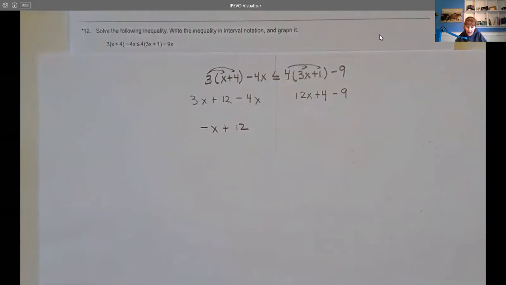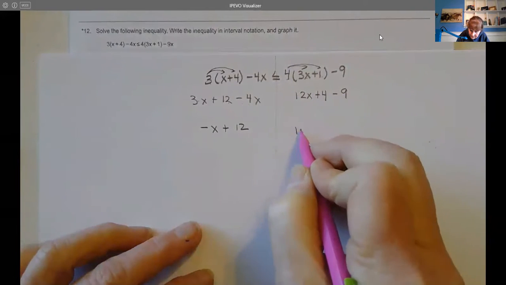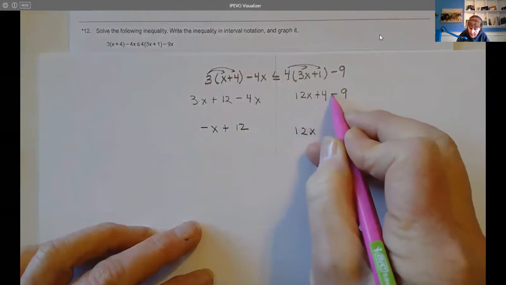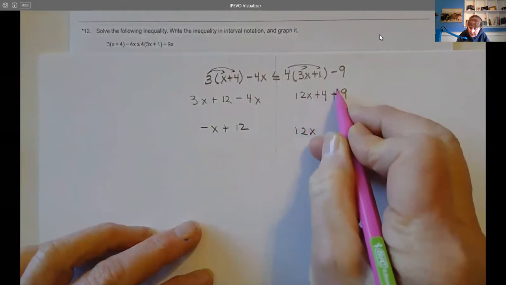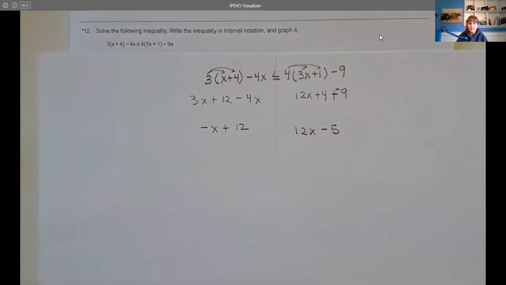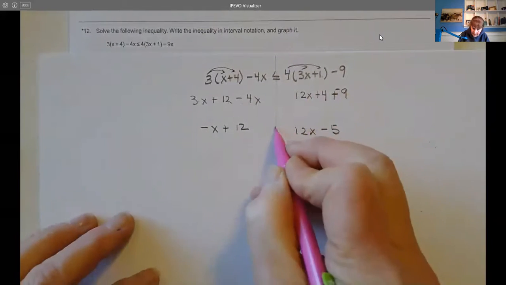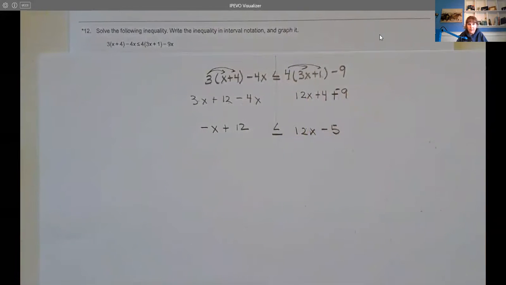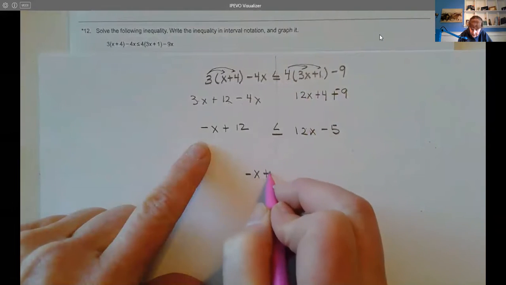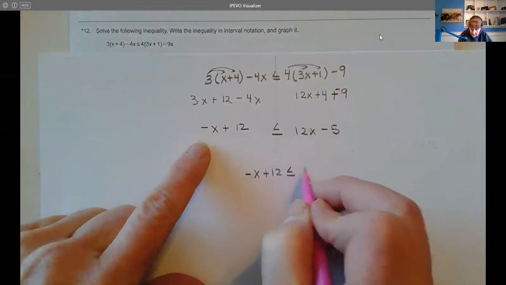Excuse me. So we've got 12x and 4 minus 9, or plus a negative 9, is a minus 5. And we still have our less than or equal. We haven't done anything like that. I'm going to go ahead and kind of plus 12 is less than or equal to 12.